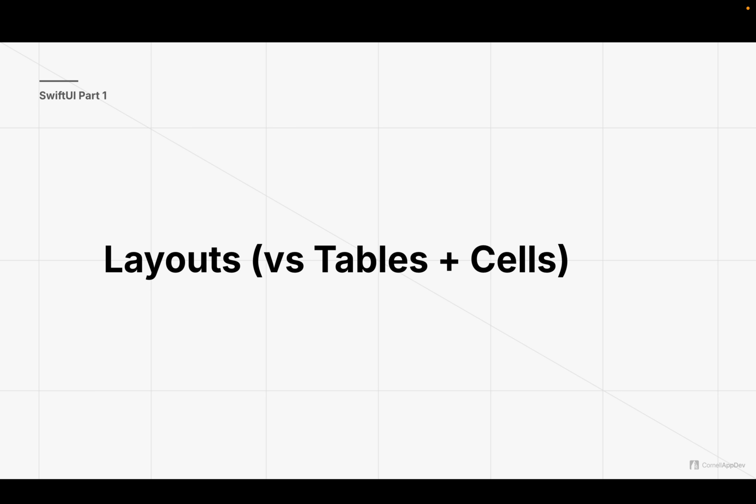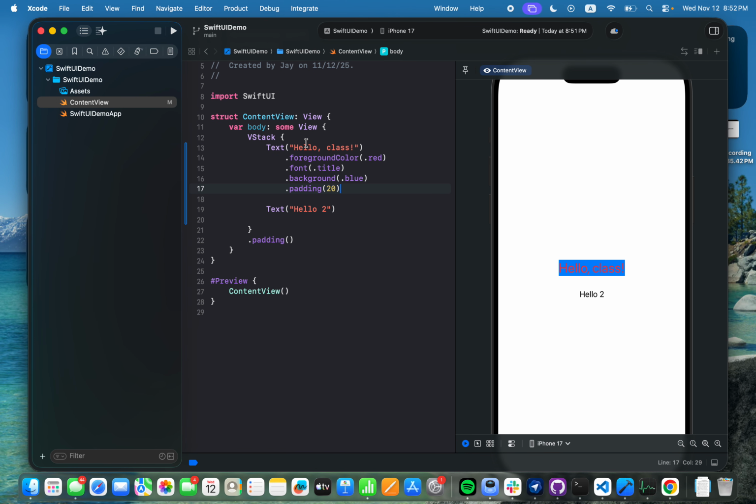So layouts. Another thing we're going to go over is layouts. Previously, you remember we used tables and cells, UICollectionView cells and all that, and there's a lot of boilerplate code. You have to conform to the delegate, the data source, and all that. But what's cool with SwiftUI is we can use layouts and use stacks instead. So VStack is essentially like a table view.